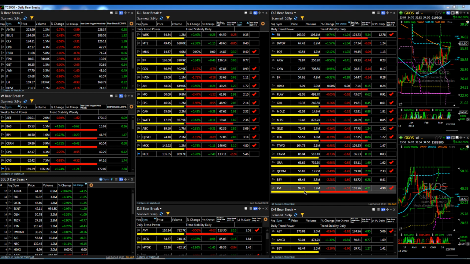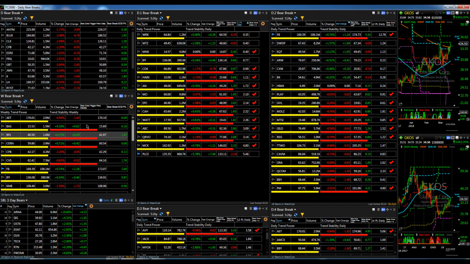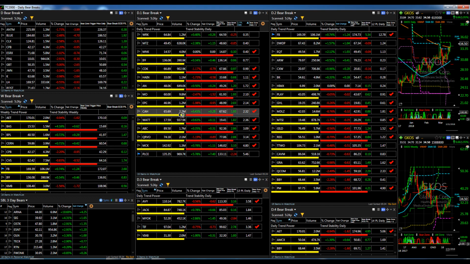This is what the bear grid looks like. It looks the very same. You got the weekly, 1 day, 2 day, 3 day, 4 day, 5 day. So you got a chance to see the stability of the trade. You know if it was up or down today after winning a bear zone the day before. The stability, the momentum, and the bear zone level with the check mark.